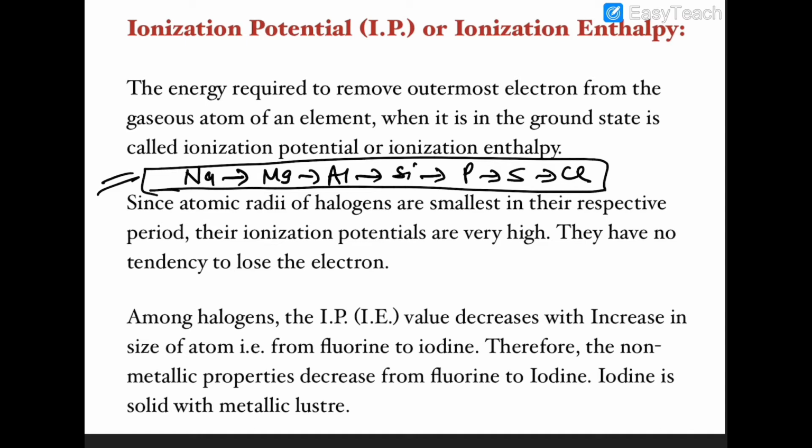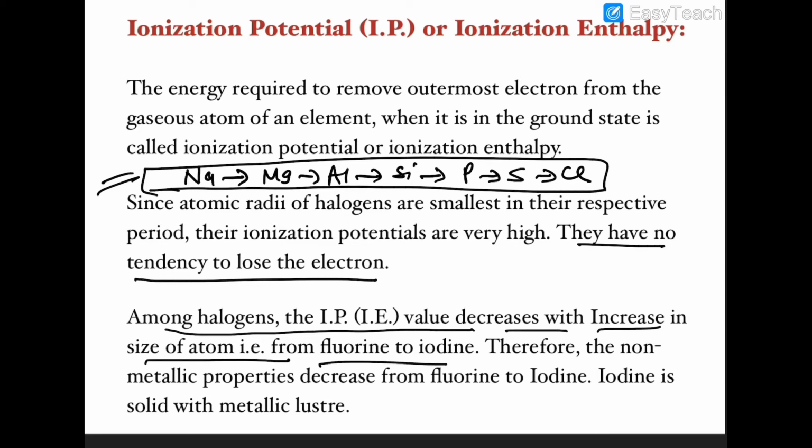due to that, the electrons are under a very huge attraction from the nucleus, and due to that the ionization potentials are very high in them. Due to that, they have nearly no tendency to lose electrons. It means although they can lose electrons, they show very less tendency. Among halogens, the ionization potential value decreases with the increase in the size of the atom.